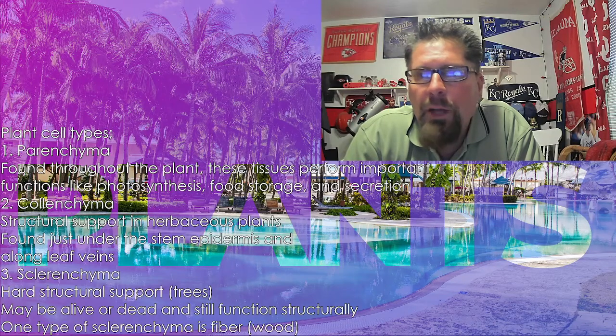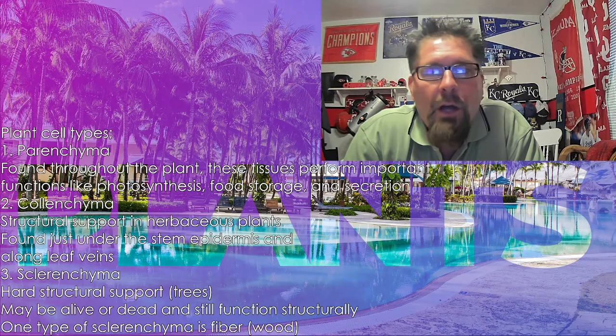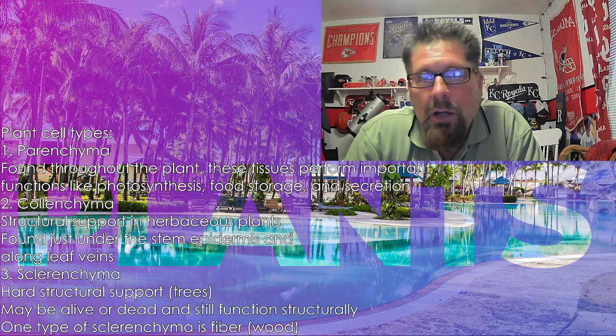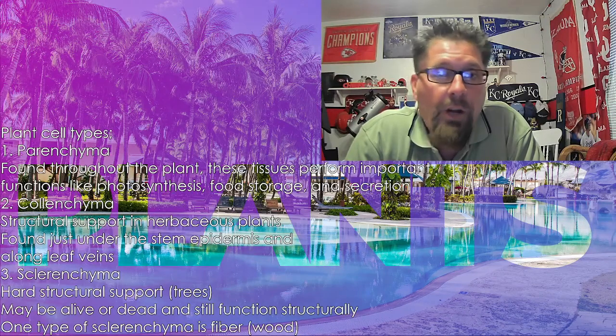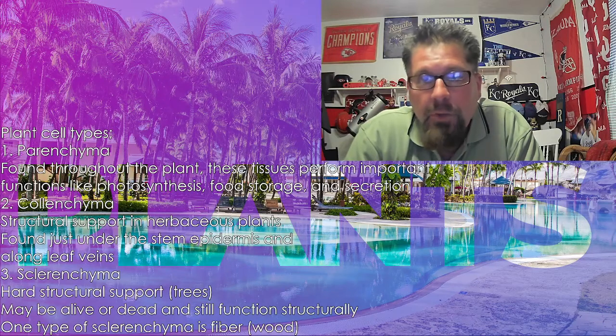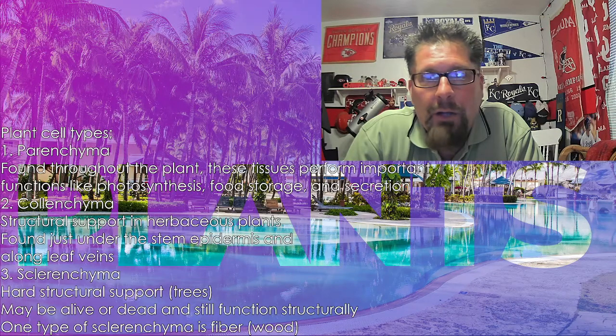But when we think about plant cell types, there's three main cell types. The parenchyma, which we mentioned a lot in the last video. Those are the cells that function in the photosynthetic processes. But they also store food. I mean, if you're going to make sugars, you've got to be able to store them as well. These are also ones that secrete things, resource-based stuff that the plant may need.